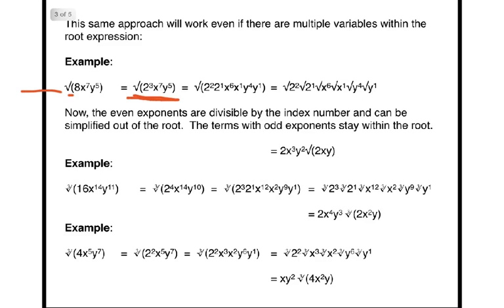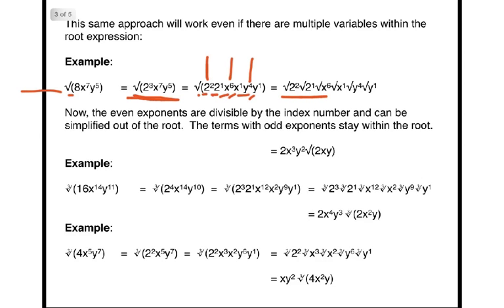Now I break apart each base to have 2 parts. One part that is divisible by the index number, like 2 squared times 2 to the first, and x to the 7th is really x to the 6th times x to the first, and y to the 5th is really y to the 4th times y to the first. That way, there's one part where the exponent is divisible by the index number, such as 2 squared x to the 6th y to the 4th, and I bring all those out front to be simplified.